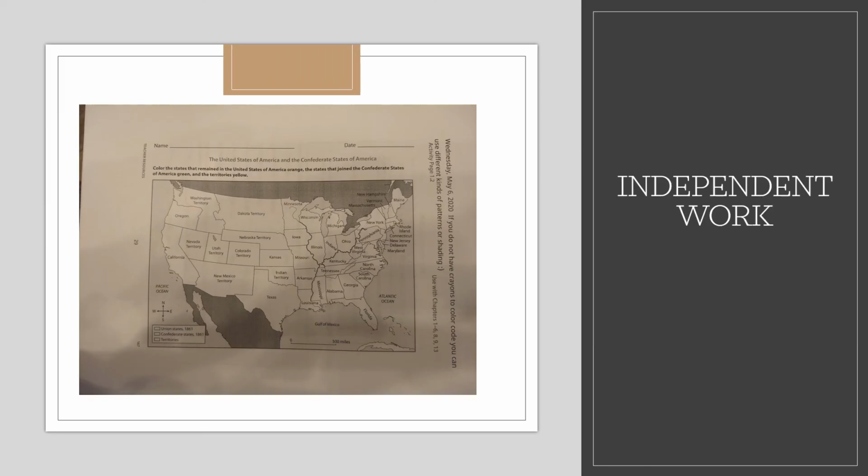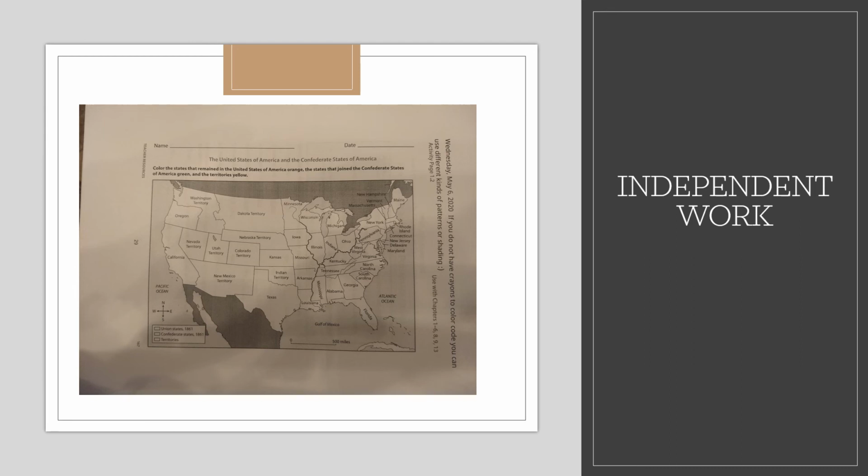So for our work today, it says the United States of America and the Confederate States of America. So the directions: color the states that remained in the United States of America orange, the states that joined the Confederate States of America green, and the territories yellow.